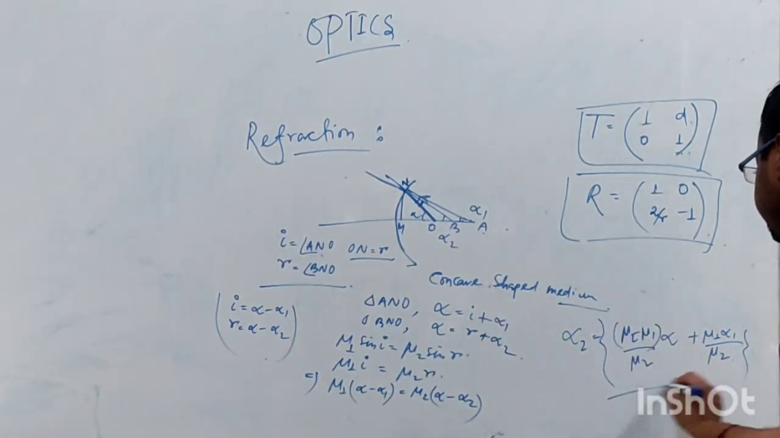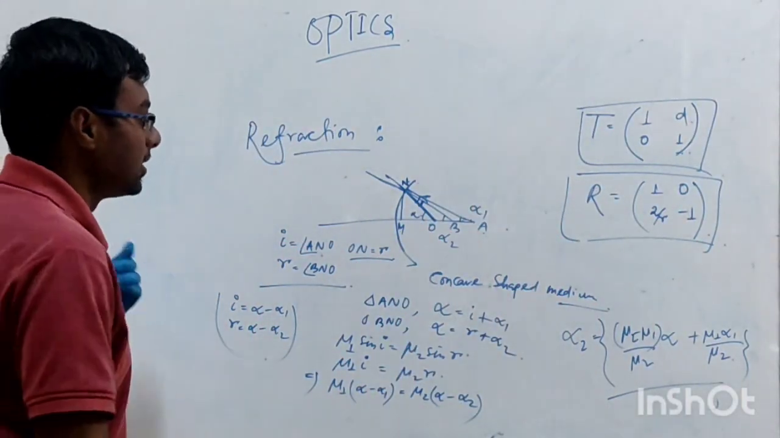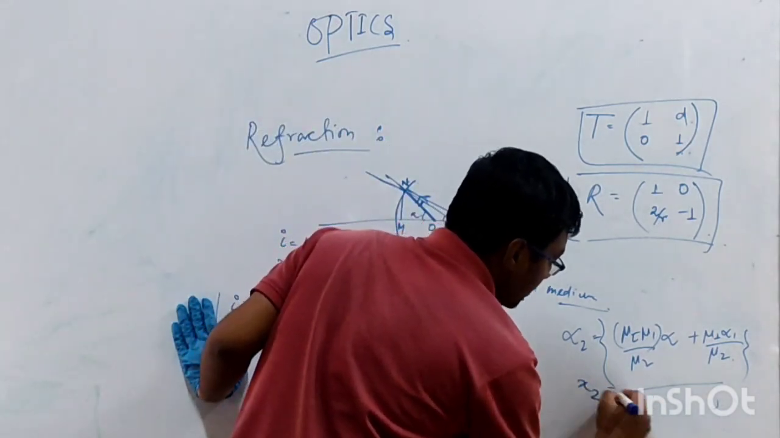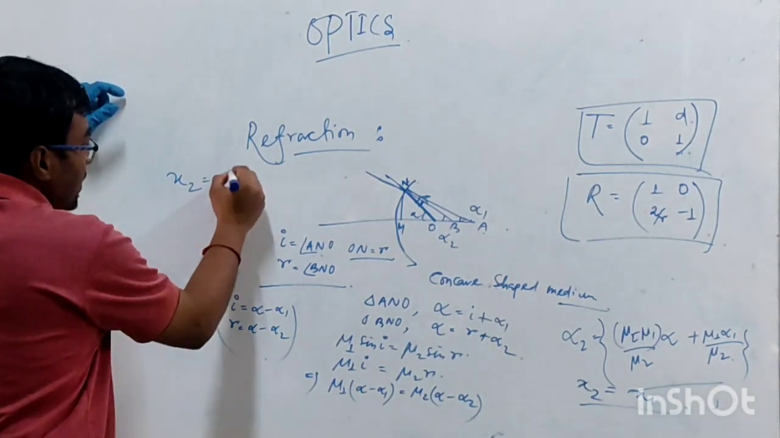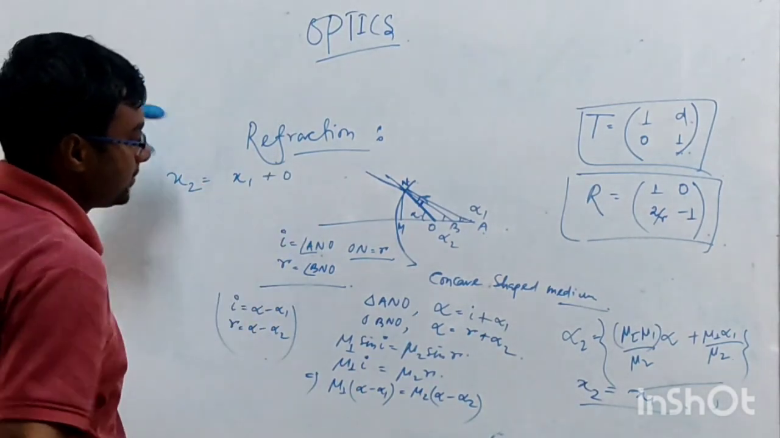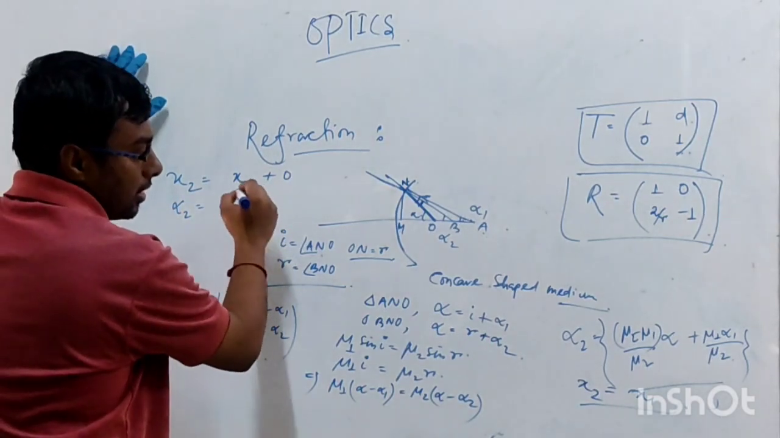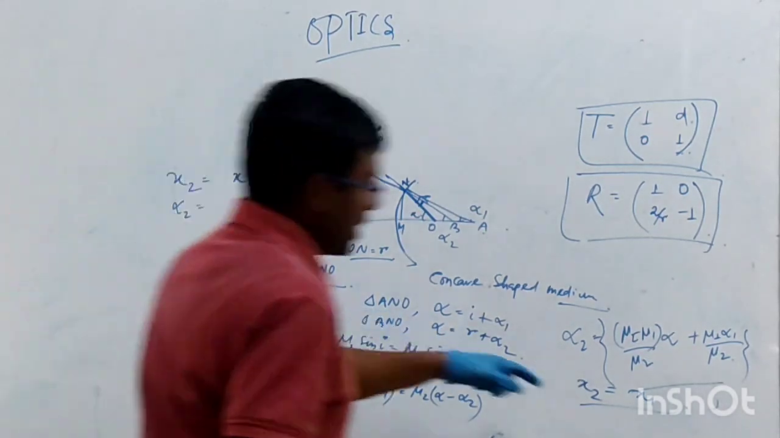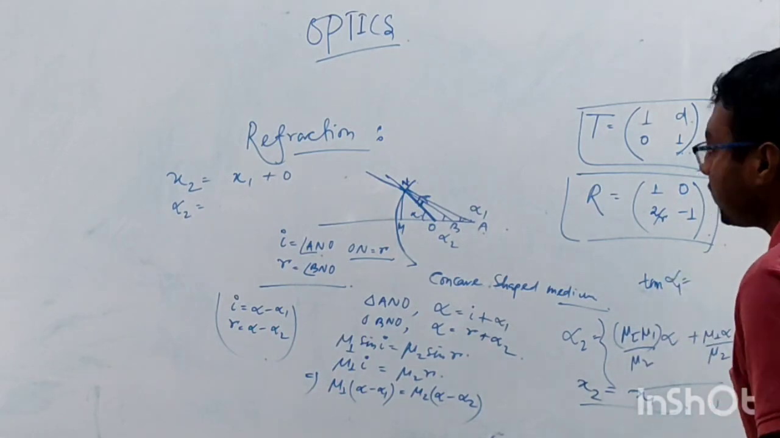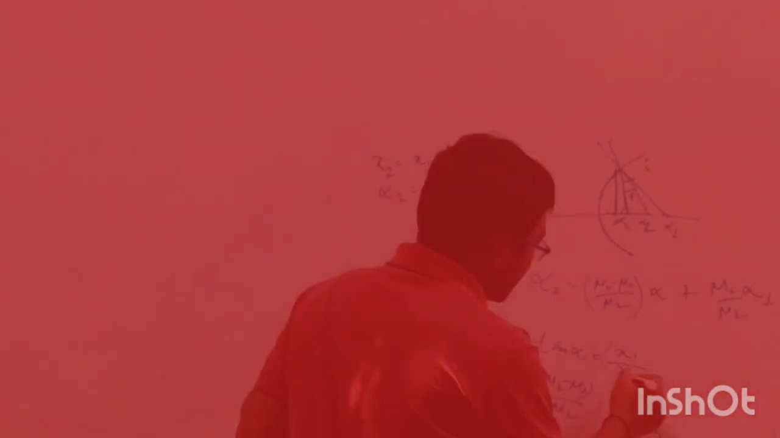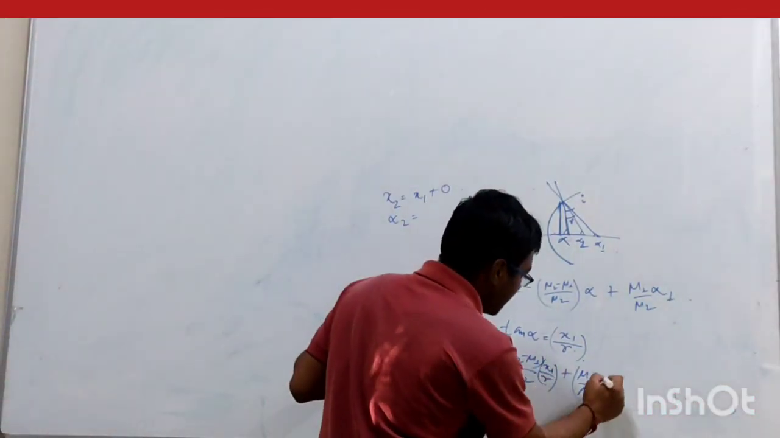This one, alpha 2, and we already know that due to refraction there is no change of height, so we can tell that x2 should be equal to x1. So from these two equations we can construct another matrix, x2 equals x1 plus 0, and alpha 2 equals mu2 minus mu1. Oh, we have to put alpha 1 as tan alpha 1 value. What will be tan alpha 1? Tan alpha equals x1 by r, so alpha will be equal to x1 by r.